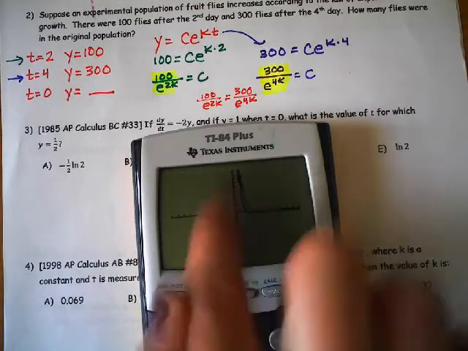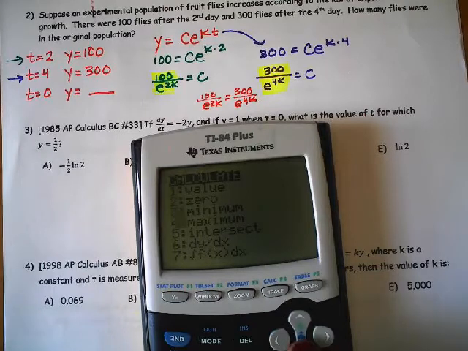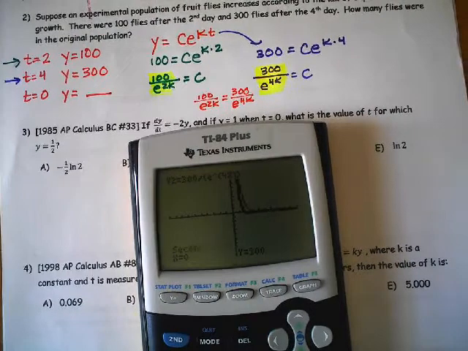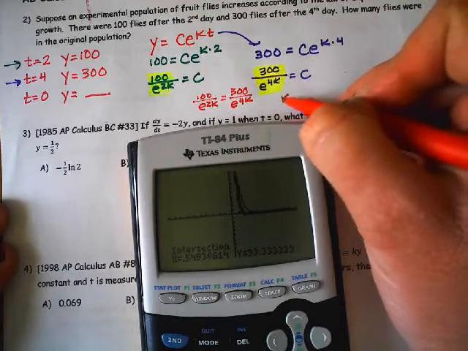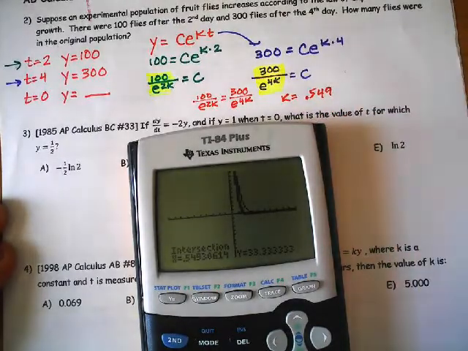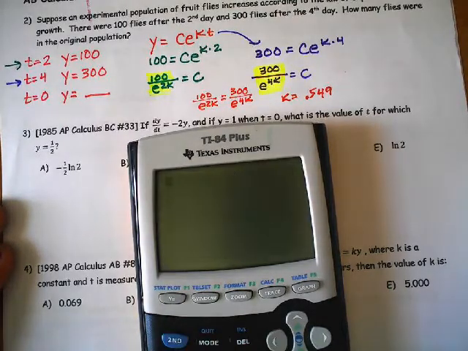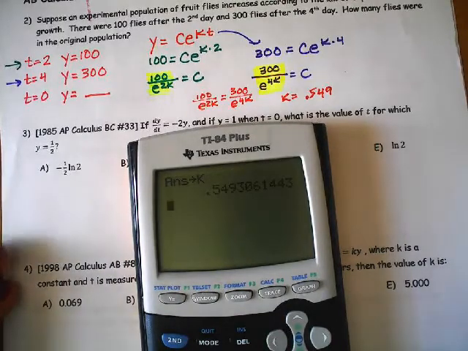So even though I can't clearly see where they're intersecting, I'm going to press second trace, number 5, enter, enter, enter, and the calculator will go over and find that intersection point. And the intersection point that we found is what k equals. So k equals 0.549. Again, I'm going to store this. So even though I'm in the graphing window, I'm going to hit second quit, store green alpha k. And so now that's stored.